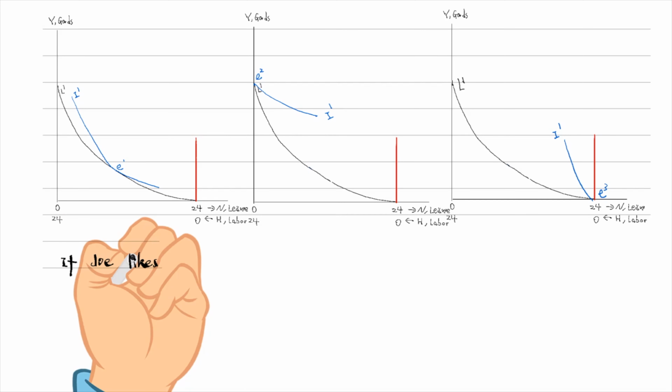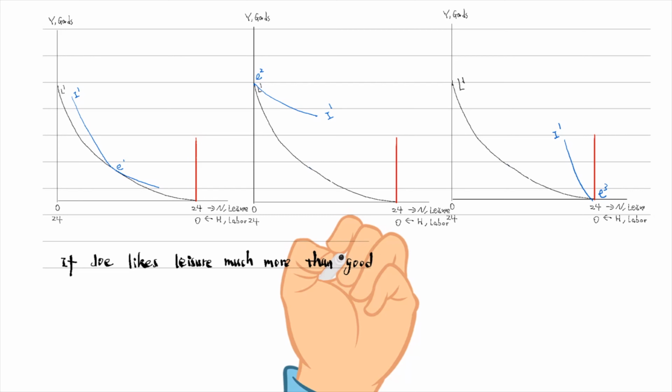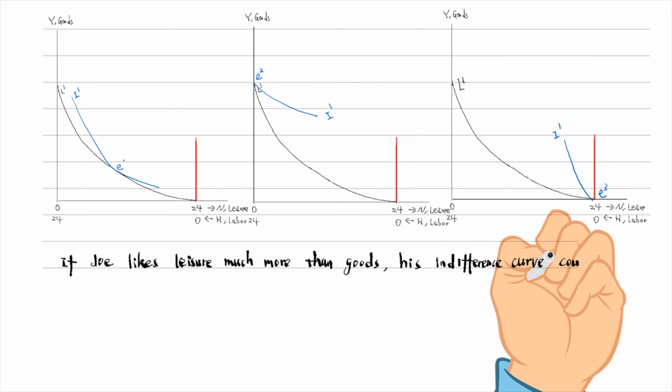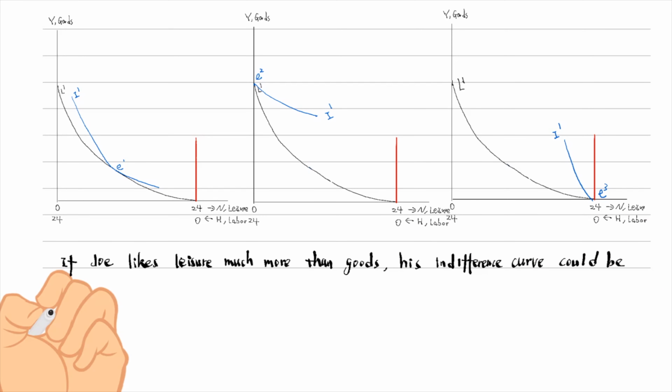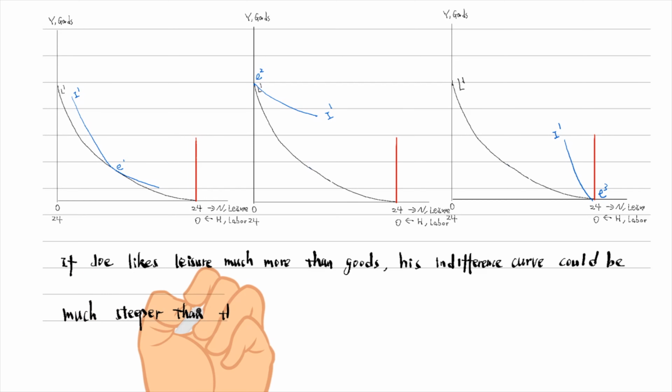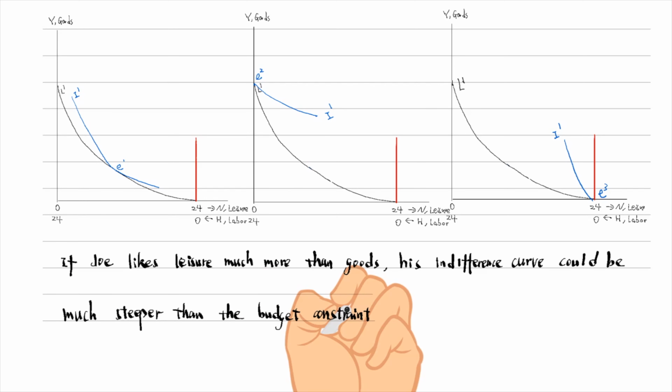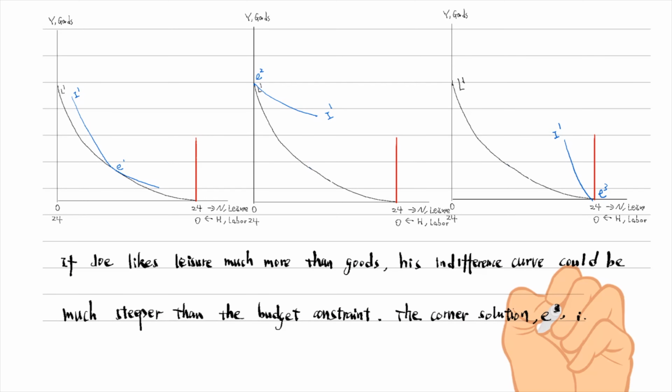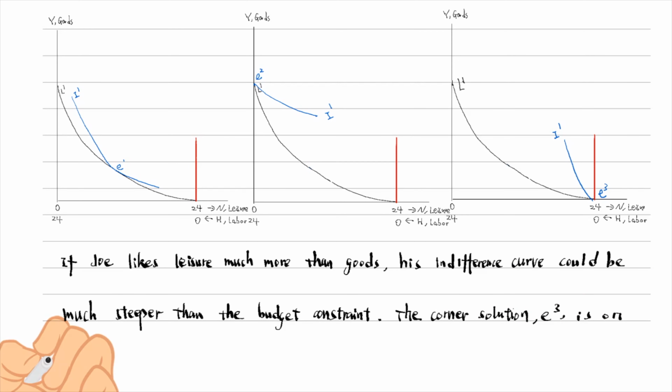If Joe likes leisure much more than goods, his indifference curve could be much steeper than the budget constraint. The corner solution E3 is on the horizontal axis. He doesn't work.